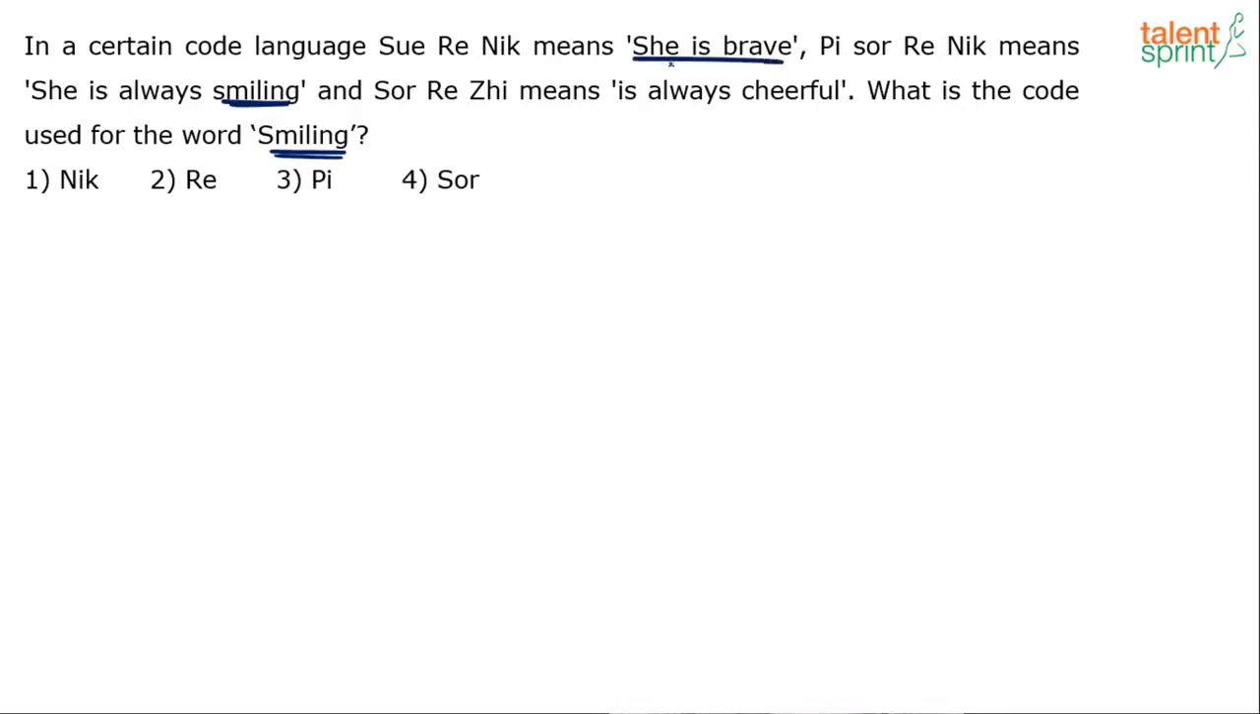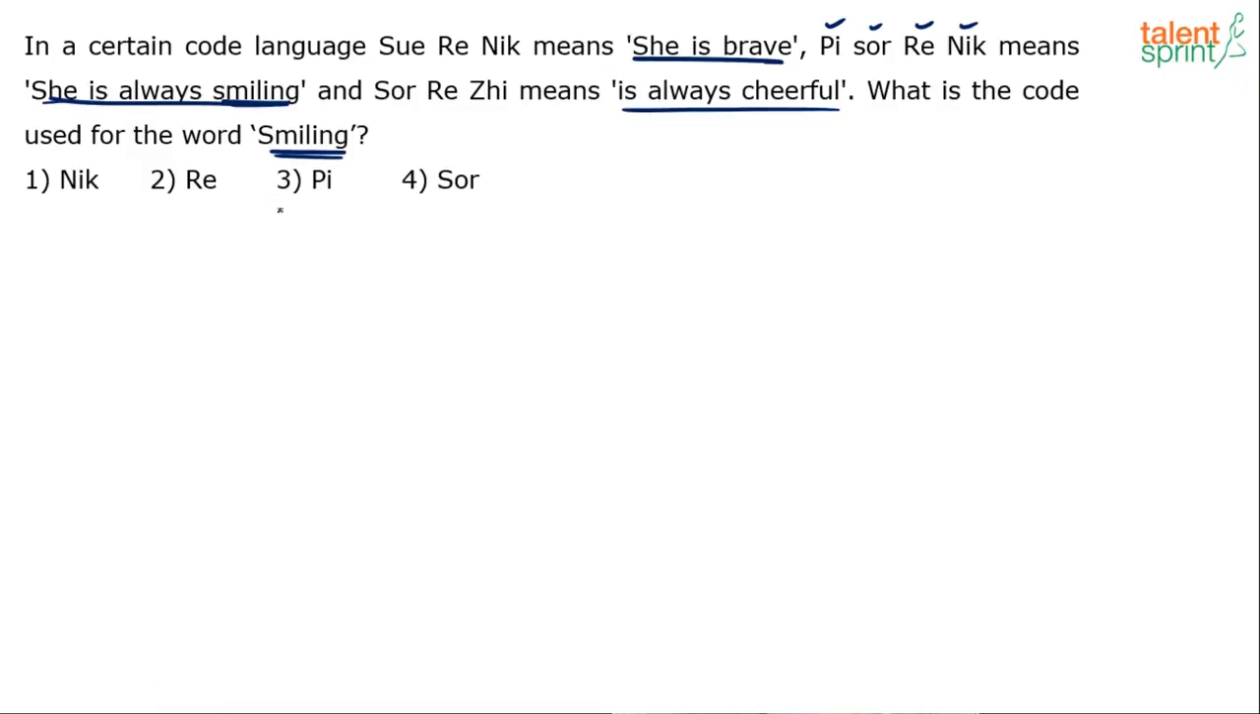Statement 1 is she is brave. Statement 2 is she is always smiling. Statement 3 is always cheerful. So smiling has been used only in statement number 2, which means the code for smiling should either be PI or SOR or RE or NIK. All of these have been given in the options, right? PI, SOR, RE, NIK. Now, how do you find out the answer?